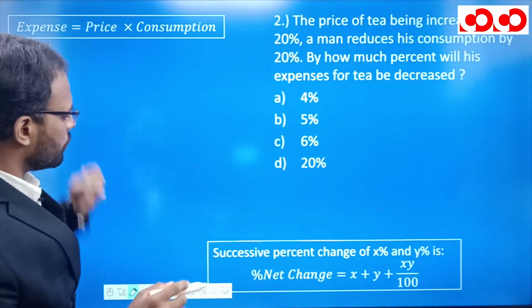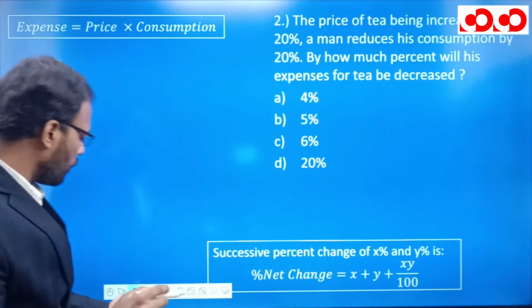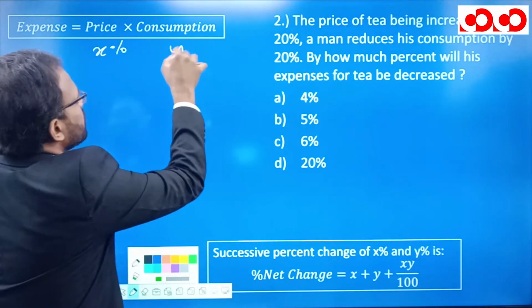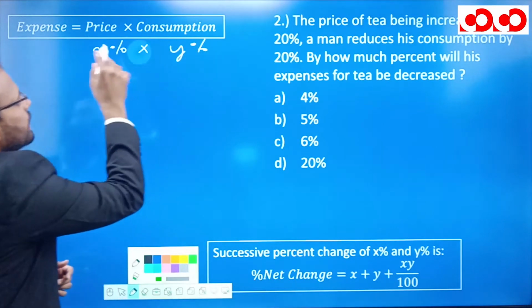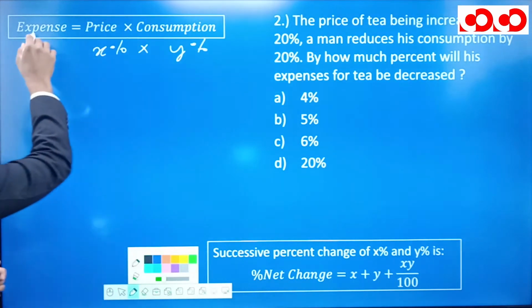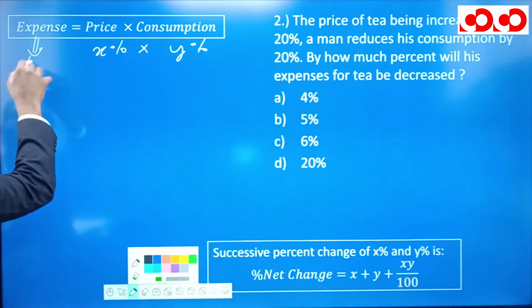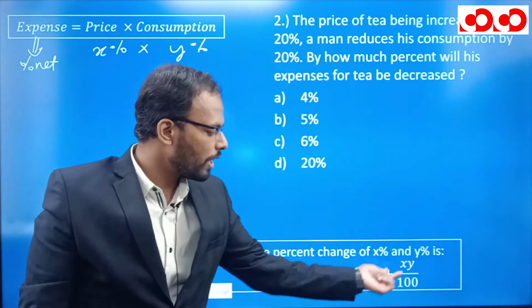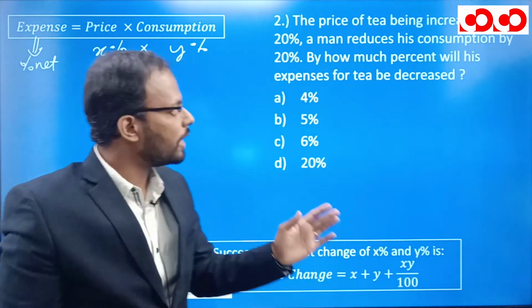as we understood this formula, I am saying that if one of these values changes by X percentage and the other value changes by Y percentage, so we are changing this by X percentage and again we are changing it by Y percentage, then this will change by a net percentage. And what is the net percentage? We know that the net percentage change is X plus Y plus XY by 100. So let's try to solve it.